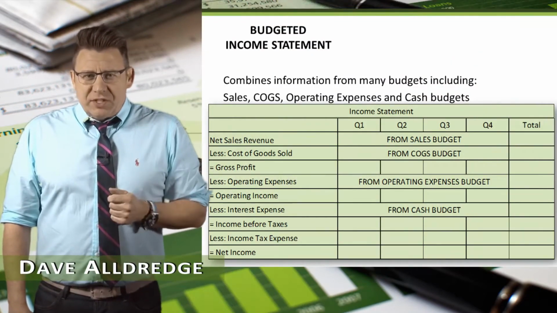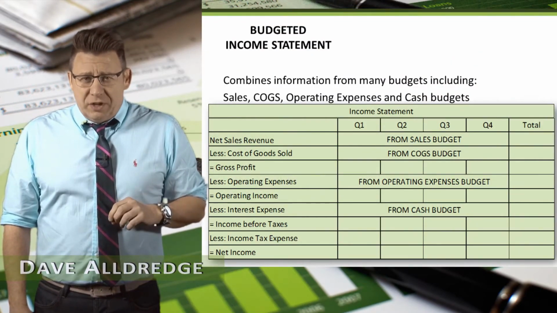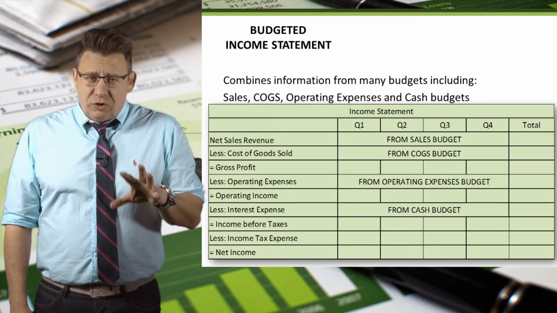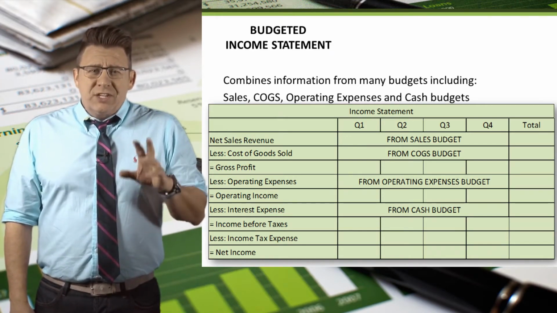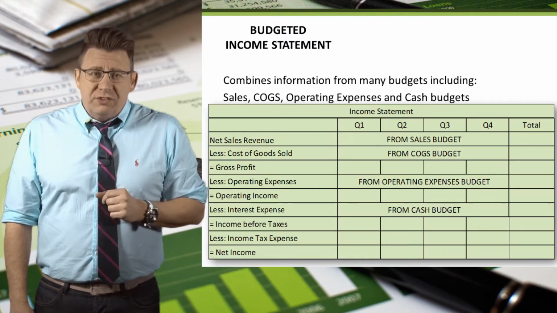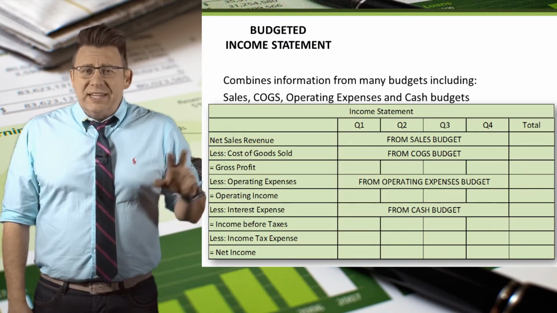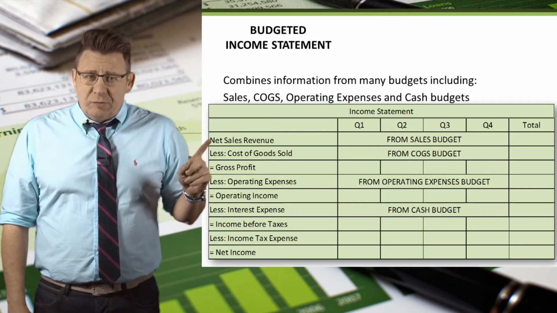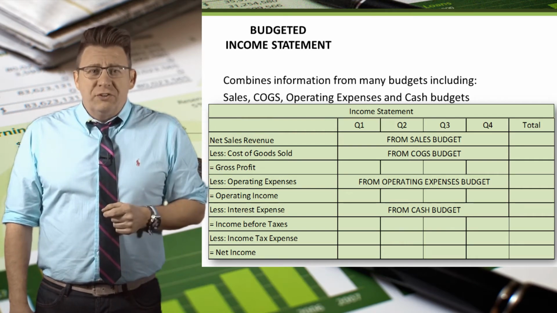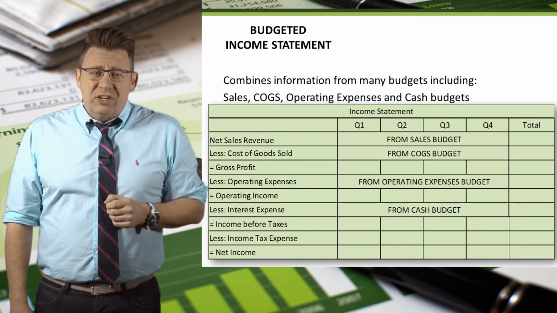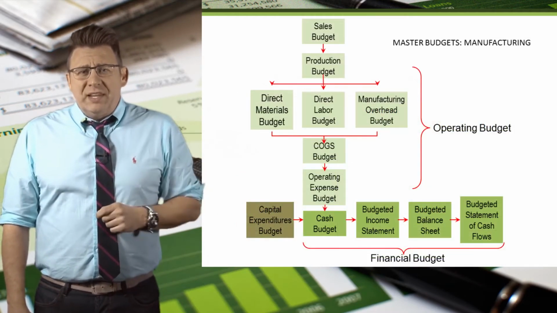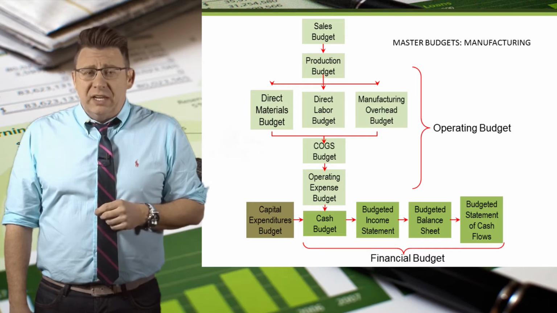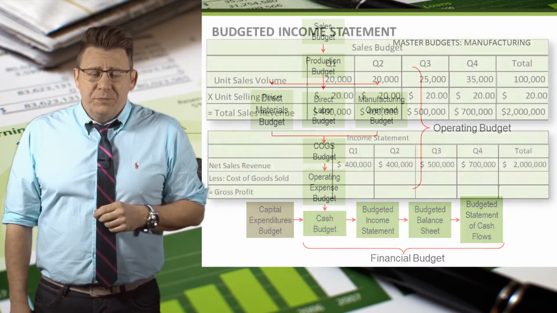The budgeted income statement, which is either the last operating budget or one of the first financial budgets, depending on which book you are referencing, is created with data from other budgets. As you can see here, we'll use data from the sales budget, the cost of goods sold budget, operating expenses budget, and the cash budget. The budgeted income statement is the 10th budget completed in the master budget process.